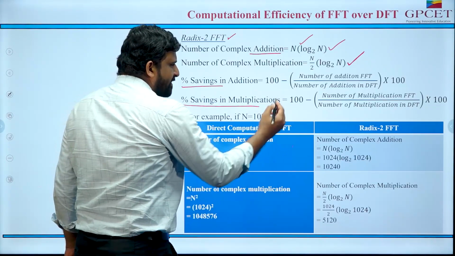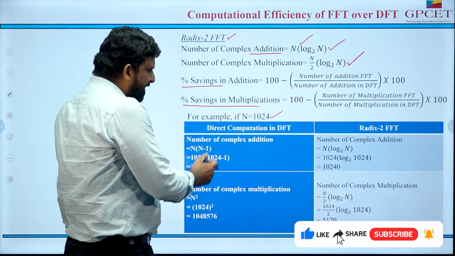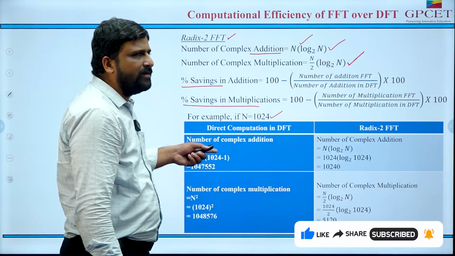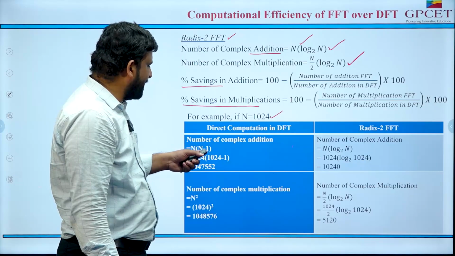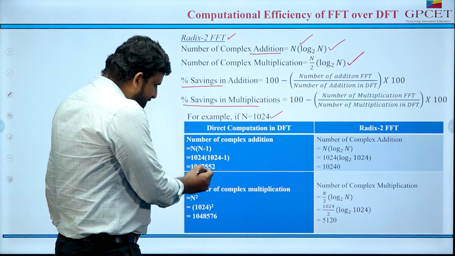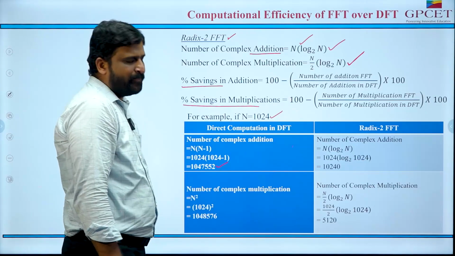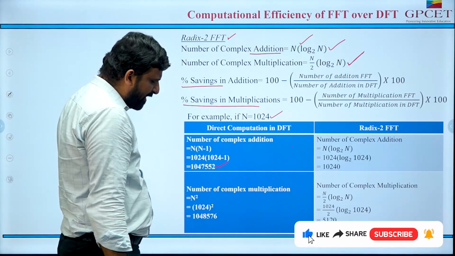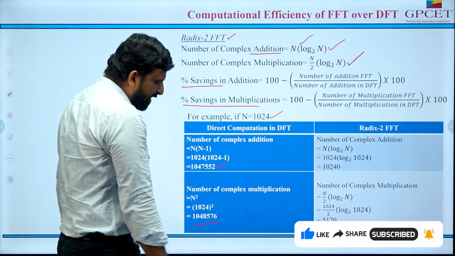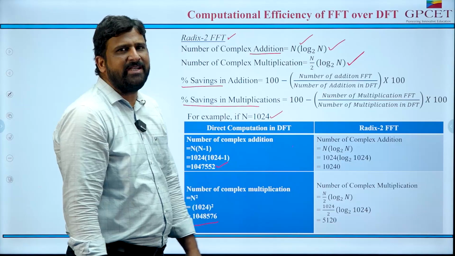If n is equal to 1024, if the number of sequences is 1024, you can see here direct computation in DFT. How many additions are we doing? See here, n into n minus 1, that is 1024 into 1024 minus 1. So that means 1047552 additions happen in the DFT. Similarly, how many multiplications are we doing? n squared, that is 1024 squared, that is 1048576 multiplications happen in this direct computation in the DFT.